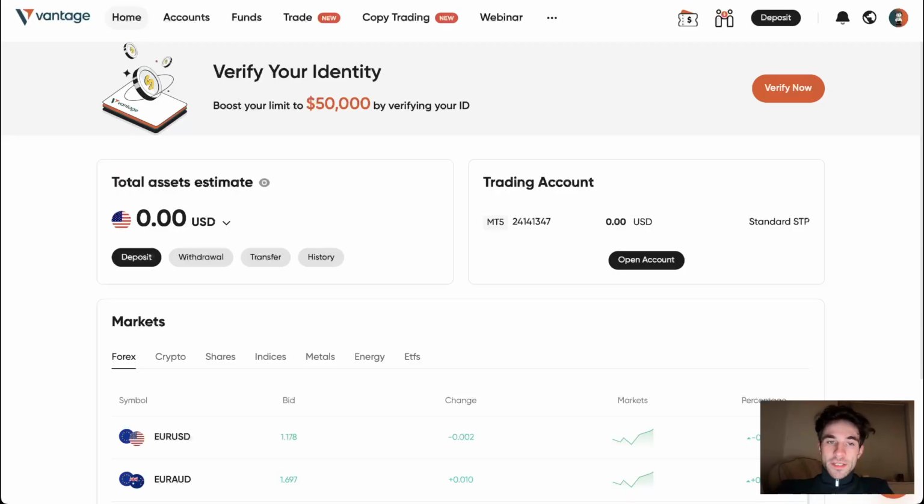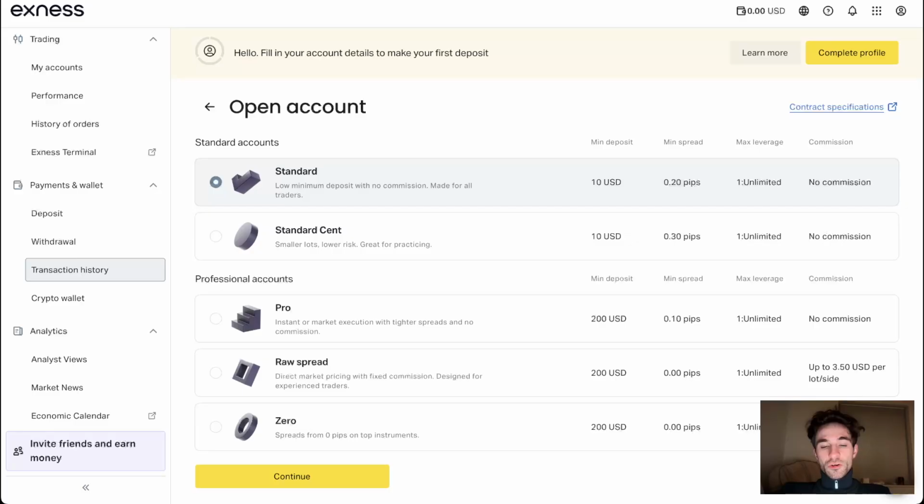Now, something else that is very important, arguably the most important part of this entire comparison, is going to be the different spreads and fees and the different account types that you can get with both of these. Exness is definitely the most competitive in terms of the fees and spreads. If we go over to the different account types that you can get, you'll want to be starting out with a standard account right here.